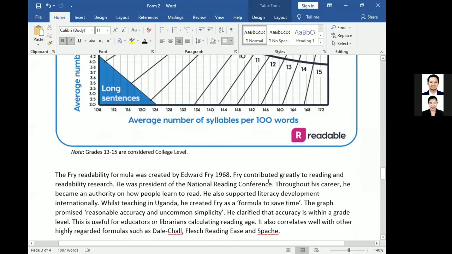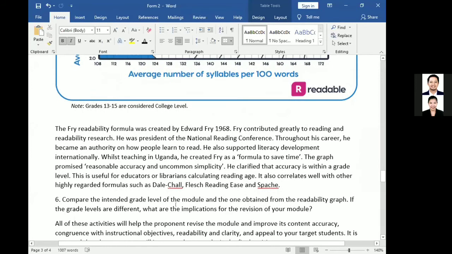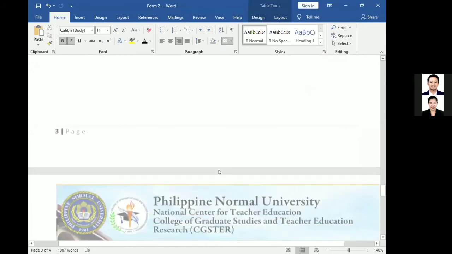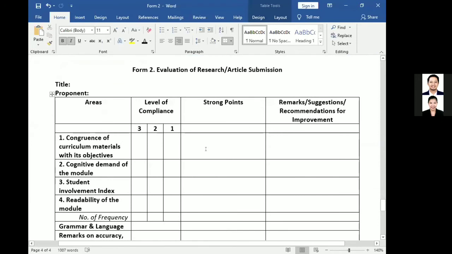Whatever level that you can find there, subtract 2. That's the standard. Then compare the intended grade level of the module with the one obtained in the readability. If the grade levels are different, then maybe you can say something about the implication for the revision of the module. Now this is what I said, form number 2.